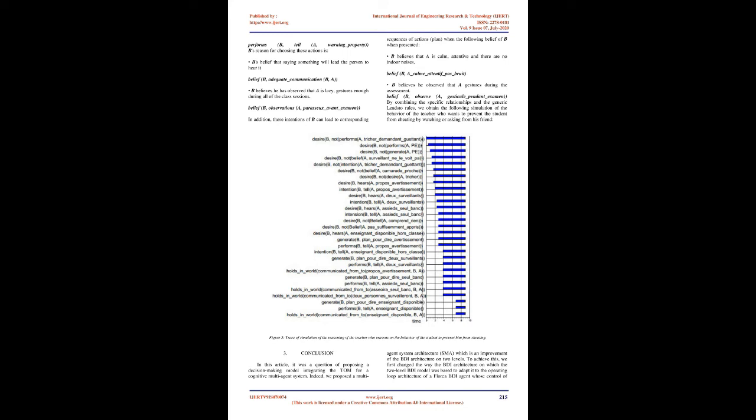Surveillant_ne_le_voisin_pas, Cheat_demandant_guidant. Reasoning of the teacher who reasons on the behavior of the student to avoid that he cheats. Here the agent noted B reasons and acts in a way to anticipate and avoid that the student has the desire, the intention and/or the action of cheating.